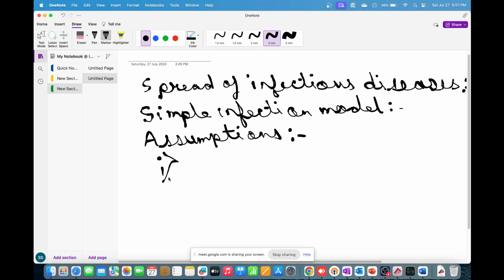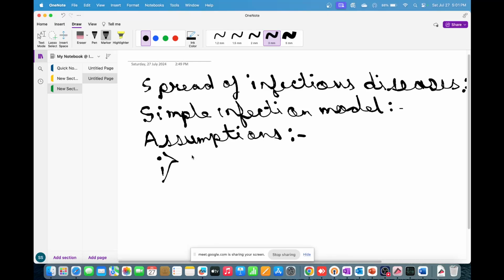Here the question we are trying to answer is: if you have an initial fraction of the population infected, what will be the total number of people or the fraction of the population infected at time t? So at t equal to 0, you start with a fraction of the population infected. You want to find out at time t what the fraction or number of people infected will be. According to this question, we'll make certain assumptions to simplify our model.